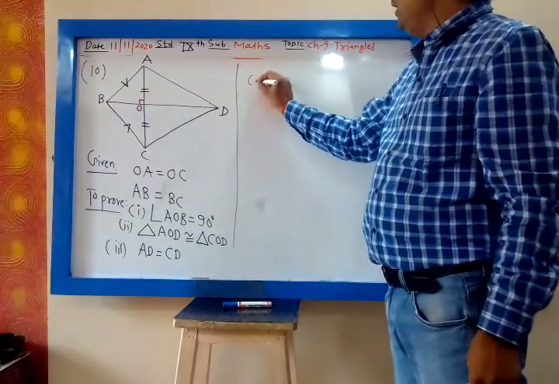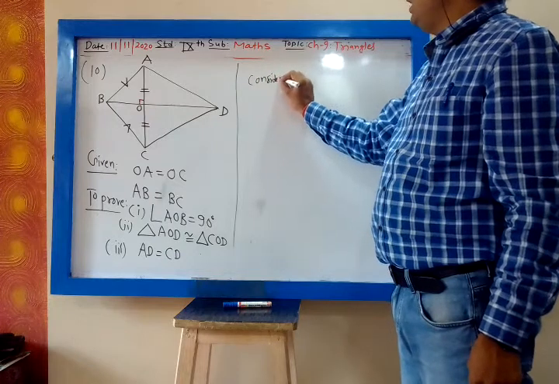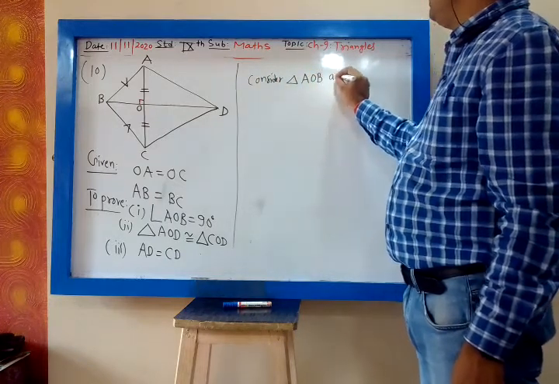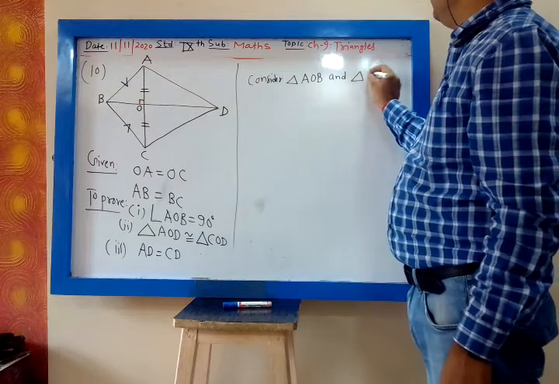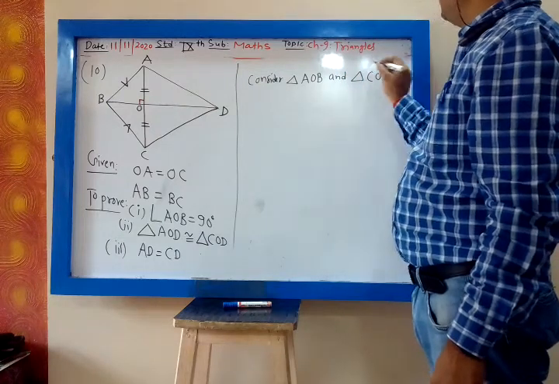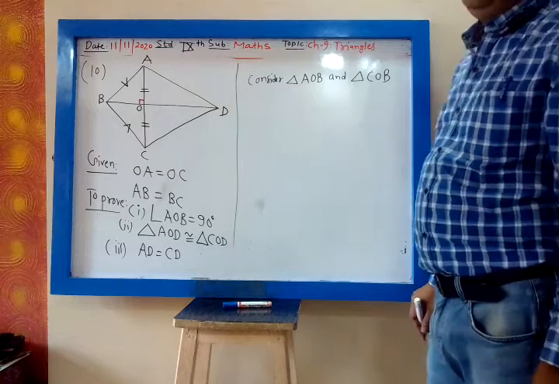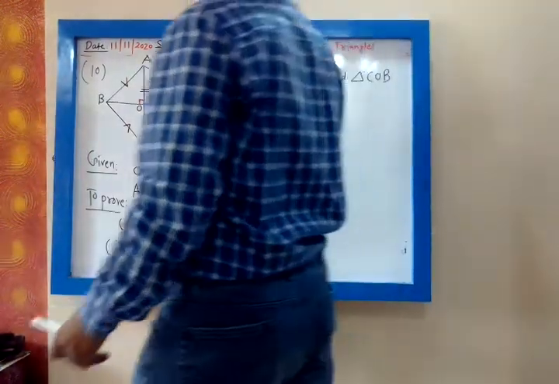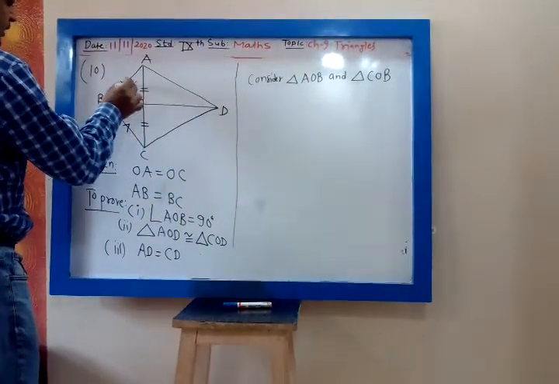So consider triangle AOB and triangle COB and show that they are congruent. Now it is clear. Consider triangle AOB and triangle COB. These two triangles I have considered.